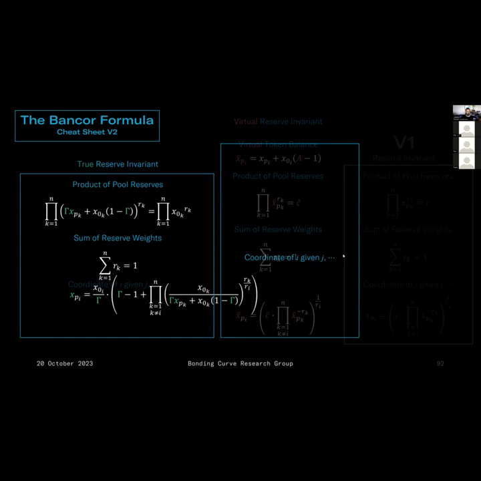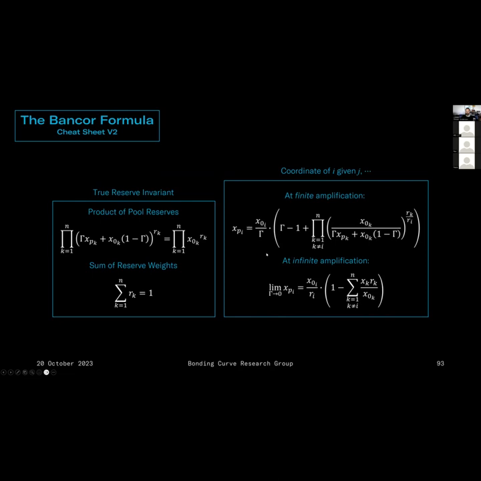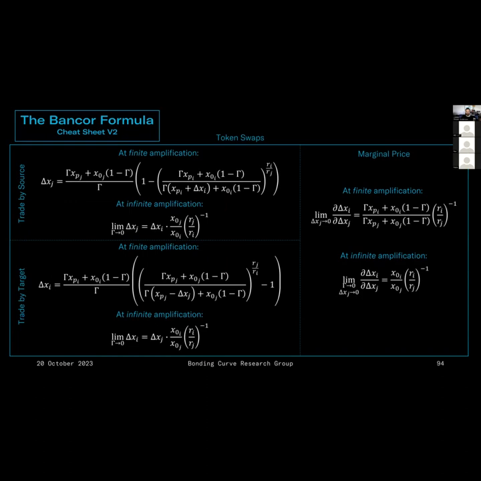So the limit of this expression as gamma approaches zero is this. I know that these things look dramatically different, but I think you should be able to prove to yourself that, because gamma is equal to zero, a lot of these things cancel out in some helpful way. There's a very large number of methods that you can use to find these limits. I'm also going to give you these token swap equations just to save you a bit of time.